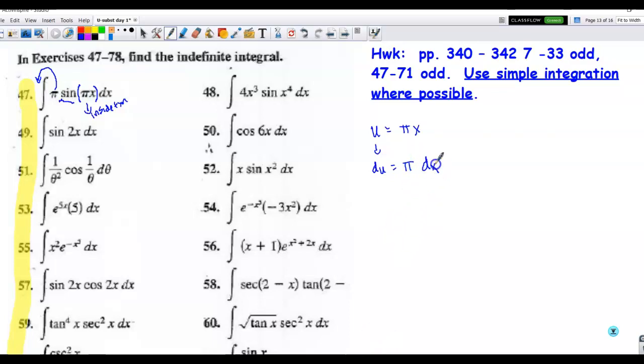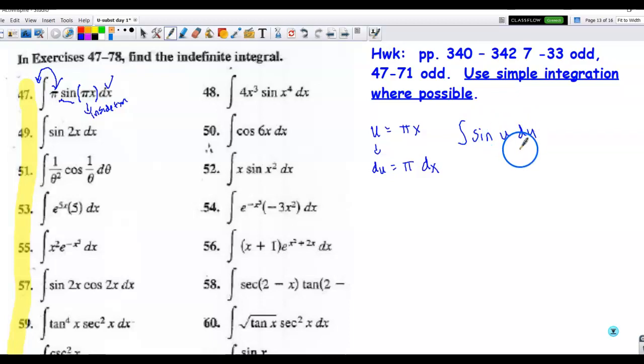So don't let the pi throw you. And the good news is I actually need that pi because I have a pi dx over here, because this is when you use your math eyes. So the rewrite of that simply becomes sine of u du.